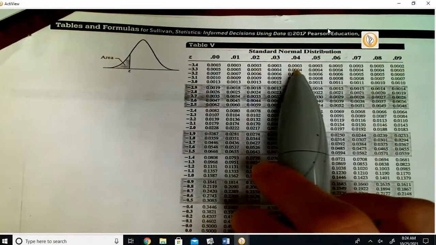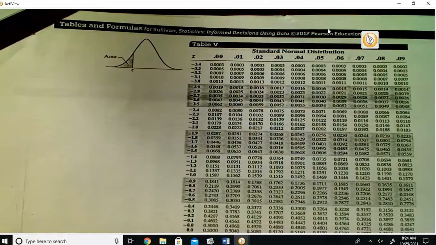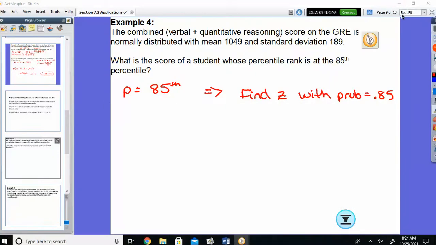So then the z that matches that is 1.04. Right, so you found 85% in the table, as close as we could get, and then we read the z was 1.04. Does everybody see where I got that? Now, I didn't ask for the z, I asked for your actual score on the test. I want to know, what did you do on your test if you got the 85th percentile?